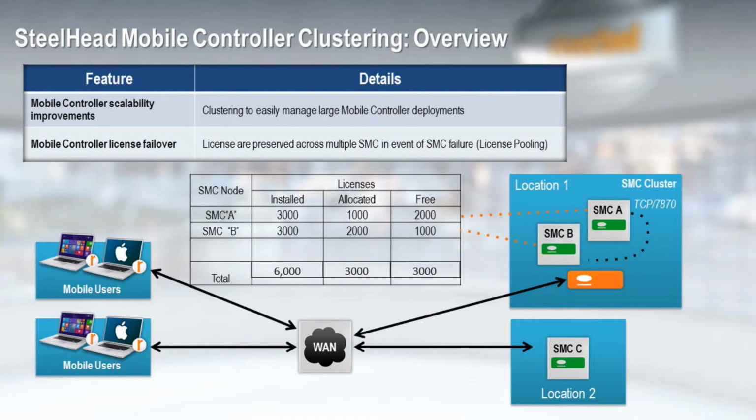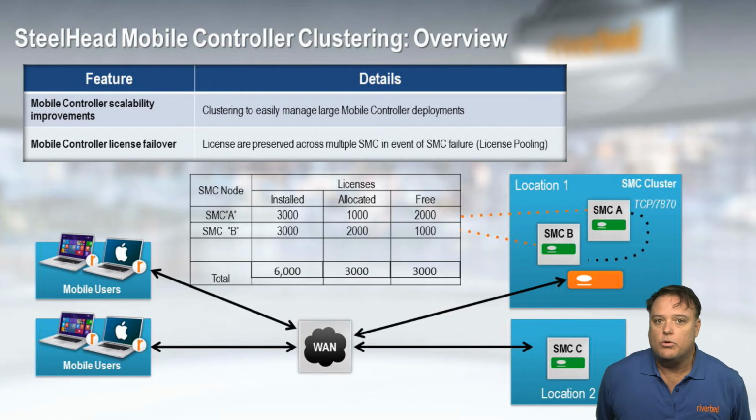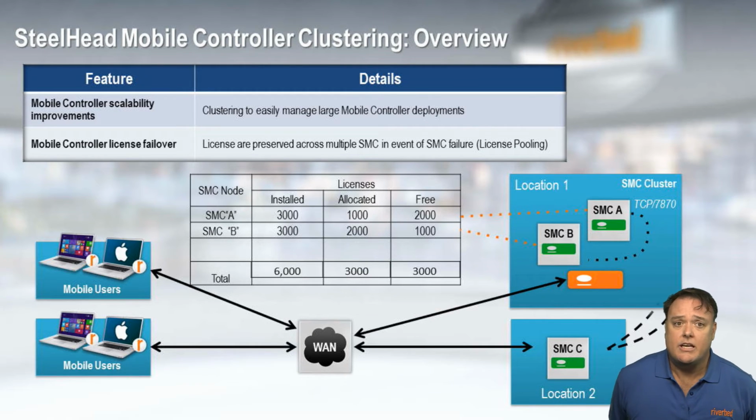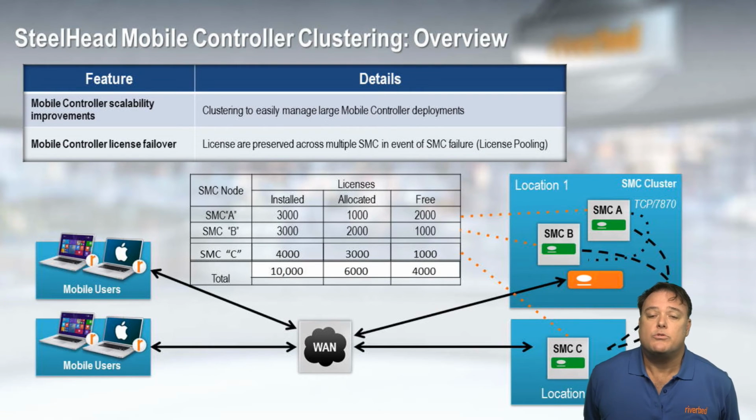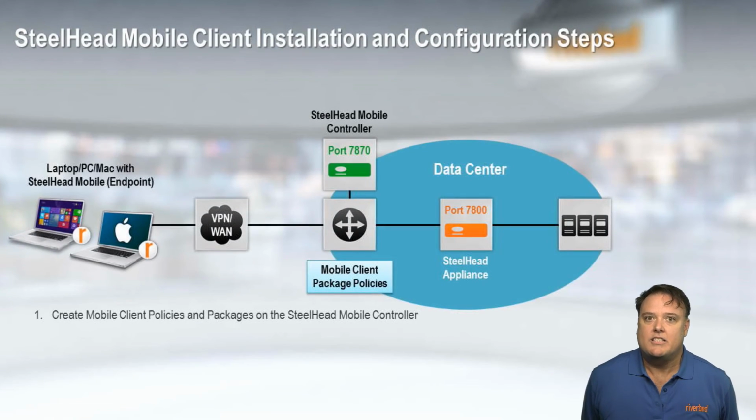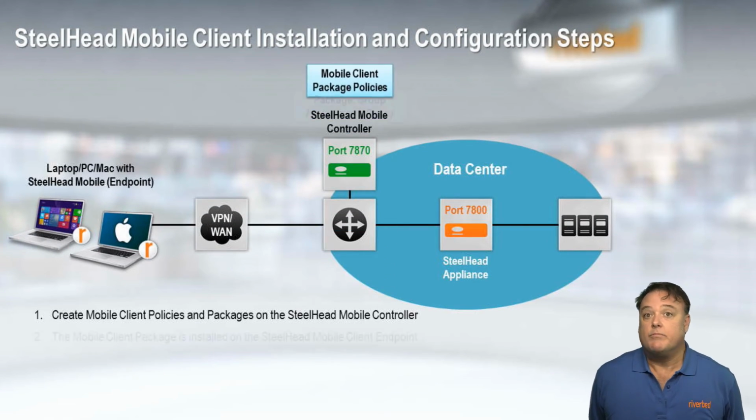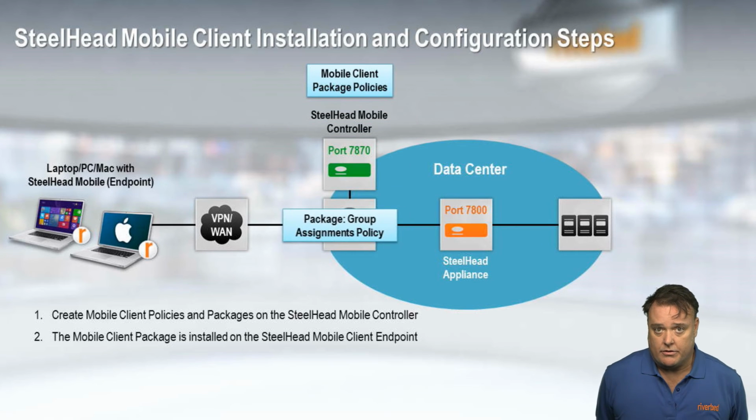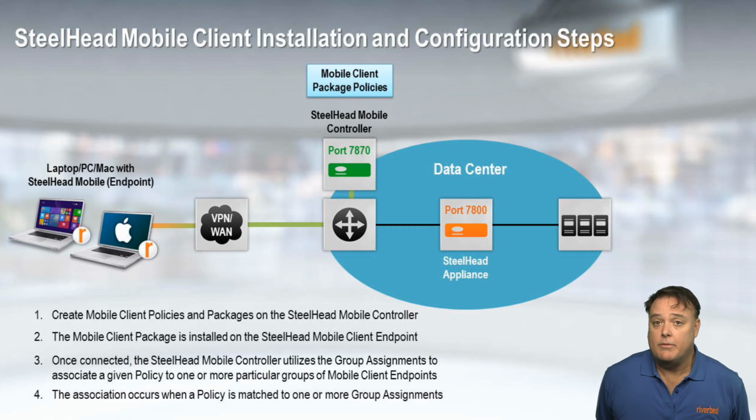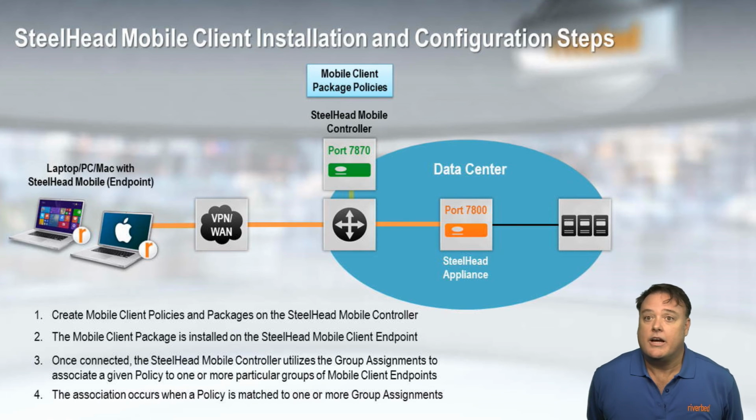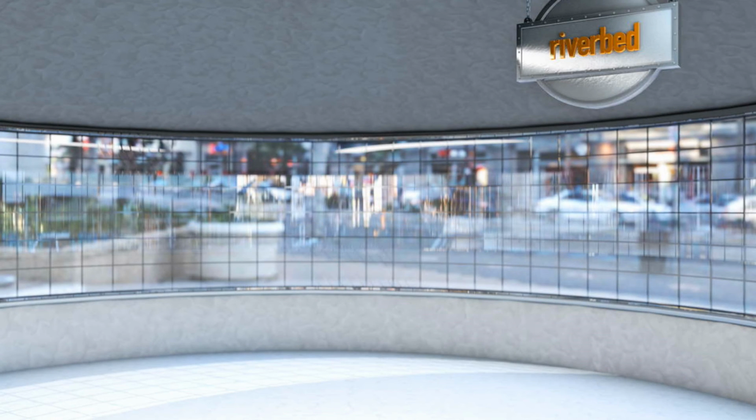One of the more advanced concepts with the Steelhead Mobile solution is clustering the controllers. You can have a number of controllers in your enterprise, and that's for redundancy and availability, particularly with licensing. If one controller goes down, you still have a pool of licenses available. And let's take a look at just a quick overview of the overall installation configuration. First, stand up your mobile controller, then download the mobile client and any configuration policies, and then those clients connect to the controllers and to the servers for optimization.